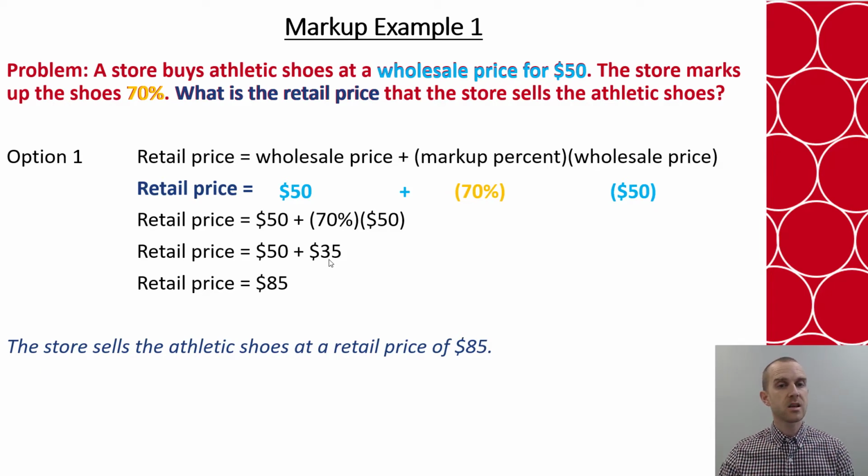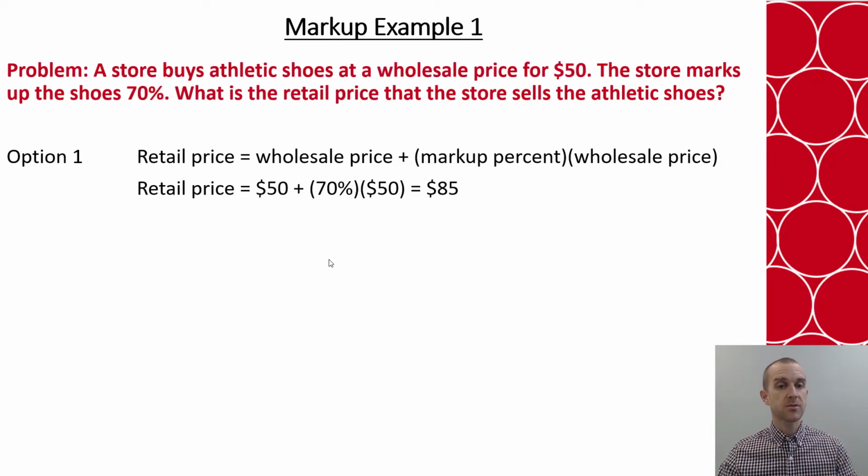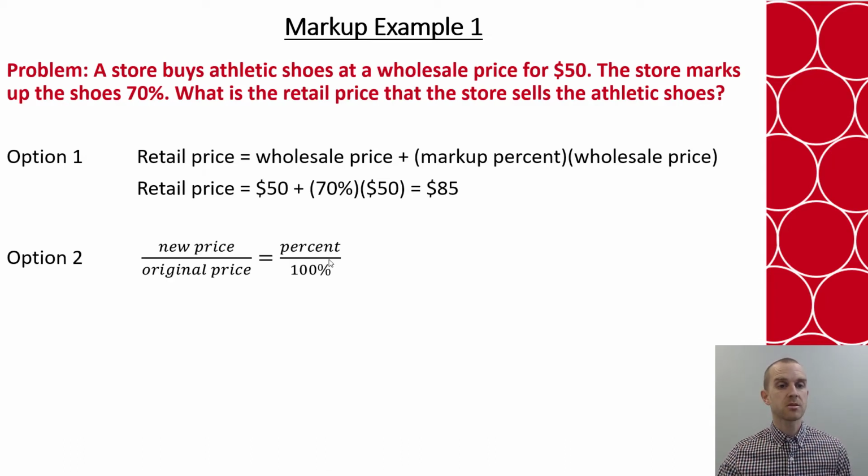Now what if I use the other formula? I'll keep the first one here so you can see how we set that one up. That will allow us to compare as well. In this case, when we talk about the new price and the original price, the original price represents the wholesale, where we started. The new price becomes our retail, what we're trying to sell them for. So let's start there. The new price, we don't know, because what is the retail price? We do not know. Then the original price is our wholesale price.